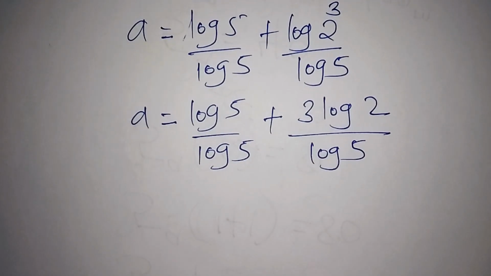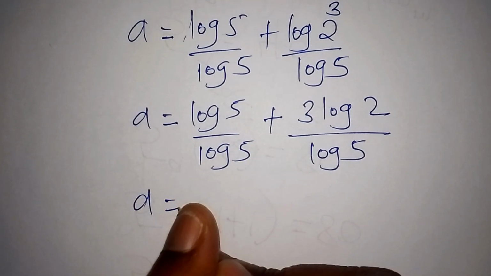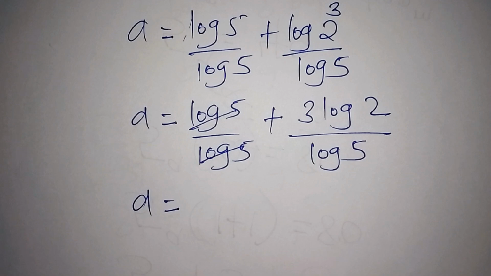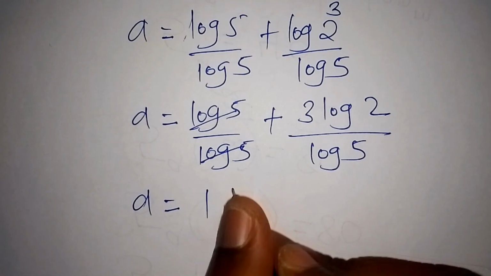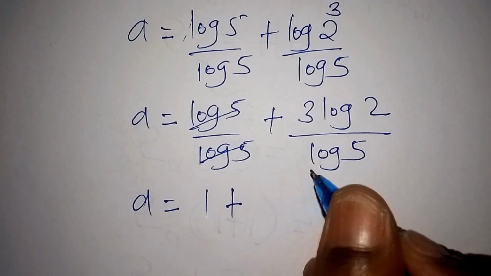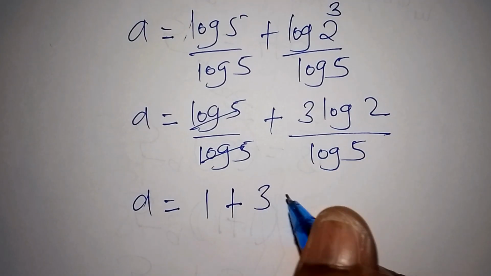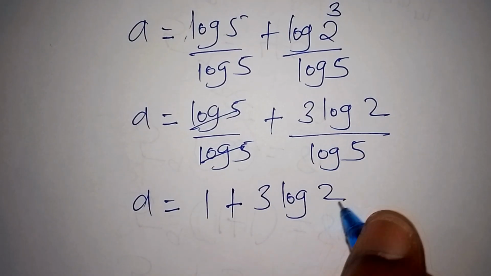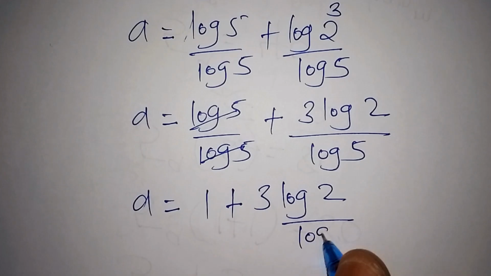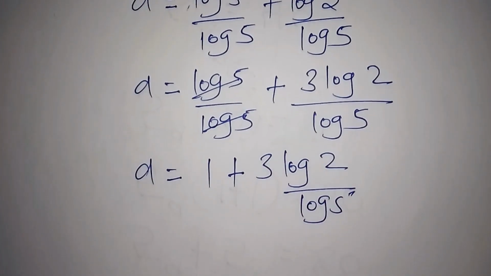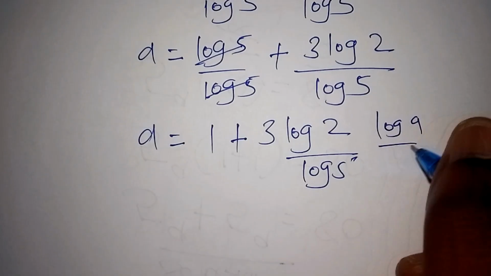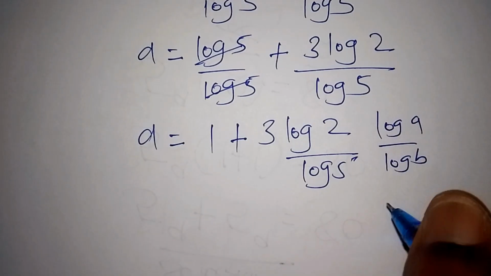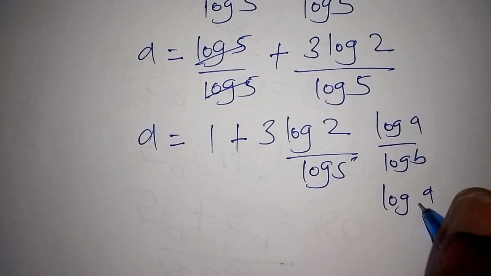So in other words, now our value for a is equal to log 5, and log 5 shall cancel. So from there we shall have 1 plus 3 log of 2 all over the log of 5. So finally, when you have the log of a all over the log of b, this can also be written as the log of a to the base of b.